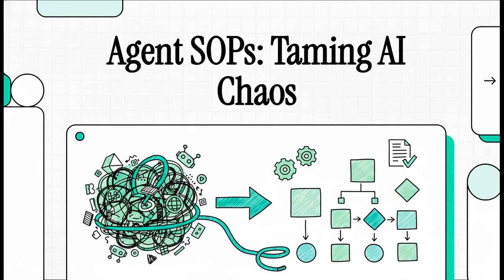Well, what if there was a better way? Today, we are diving deep into that better way. We're talking about agent SOPs and how you can finally tame the chaos of AI automation.